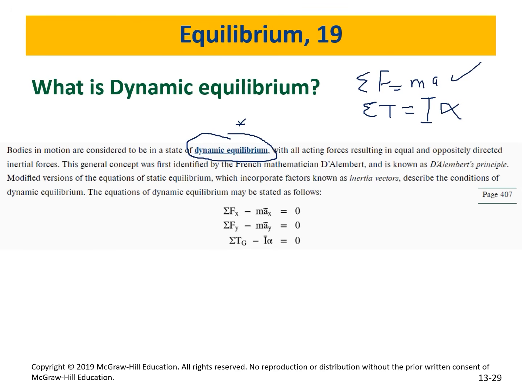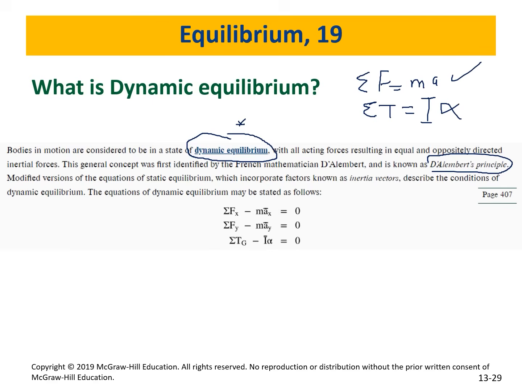This general concept was first identified by a French mathematician, D'Alembert, and that's called D'Alembert's principle. The equations of dynamic equilibrium are: summation of forces in the x-axis minus mass times acceleration in x equals 0, summation of forces in the y-axis minus mass times acceleration in y equals 0, and summation of torques minus inertia multiplied by angular acceleration equals 0. Let me show you an example.